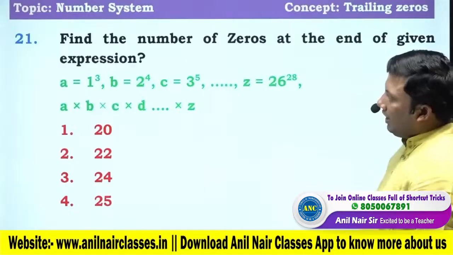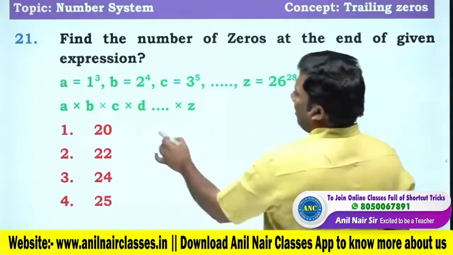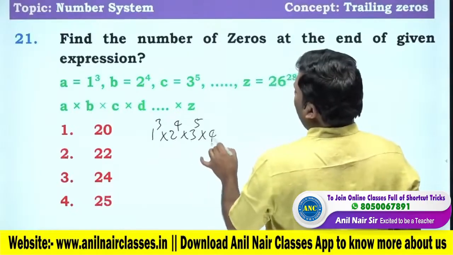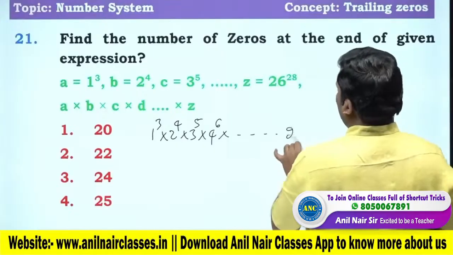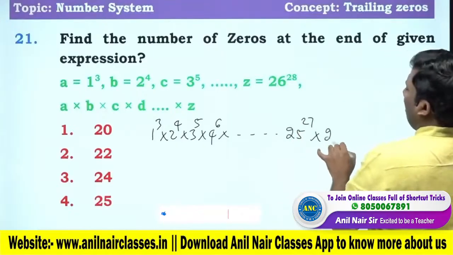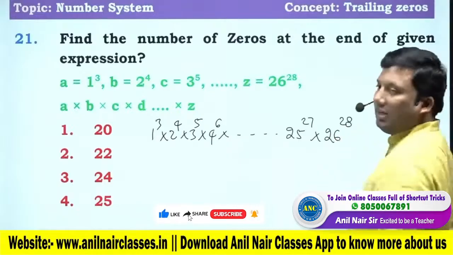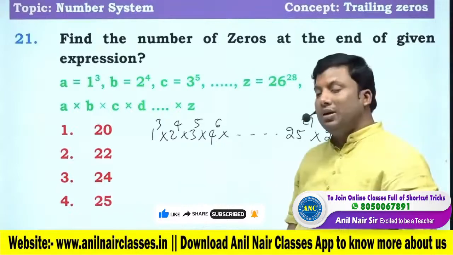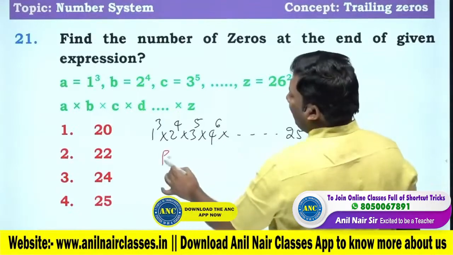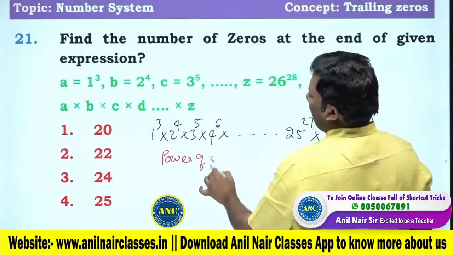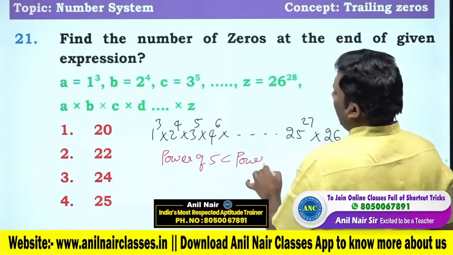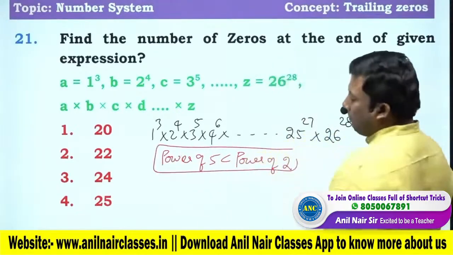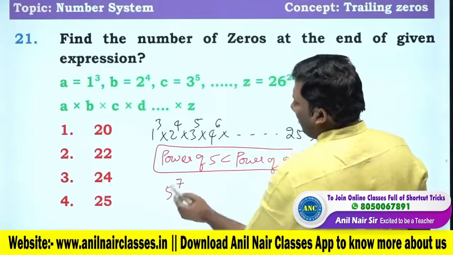I hope the idea is clear. Similar question we did. 1 cube into 2 power 4 into 3 power 5 into 4 power 6 and so on up to 25 power 27 into 26 power 28. Every second term is a multiple of 2. Every fifth term is a multiple of 5. So the power of 5 is less than the power of 2. So only attack the powers of 5.